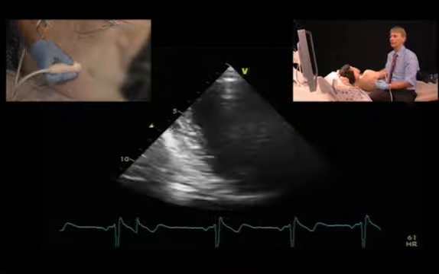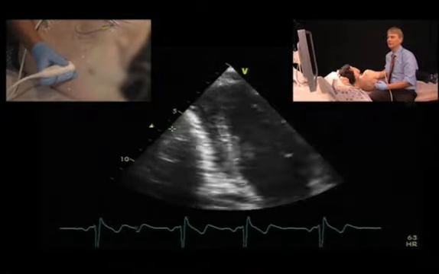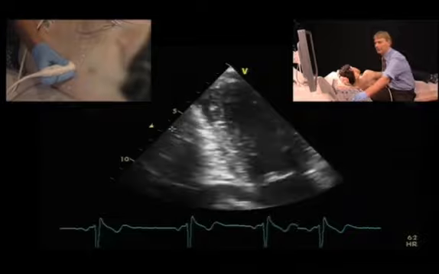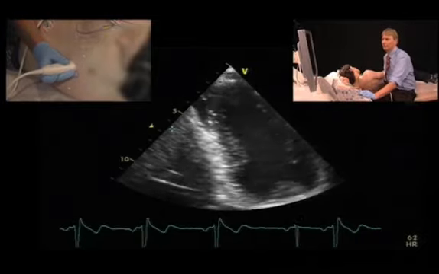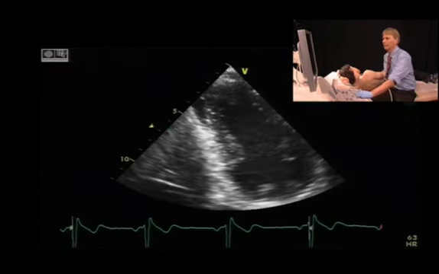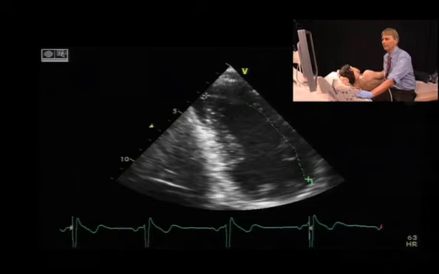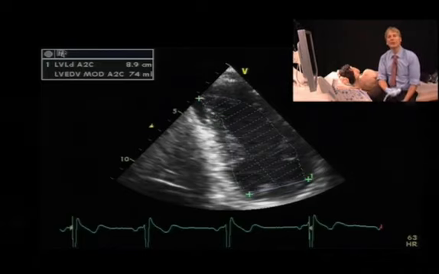Let's now go to the two-chamber view. Breathe in a bit, breathe out. So this would be a fairly good two-chamber view. And again, would contour the left ventricle. We're cutting the papillary muscle here, and we get 74 milliliters, which is a normal sized left ventricle.